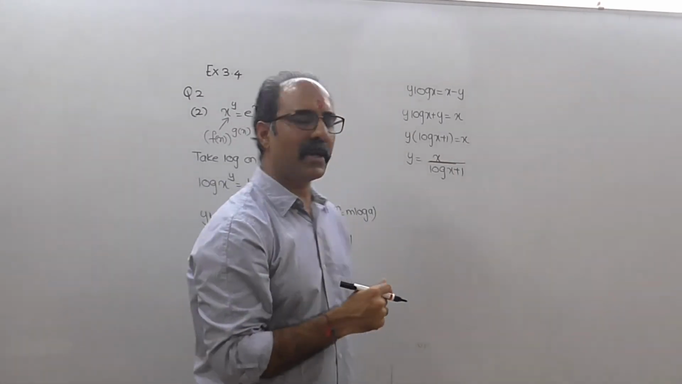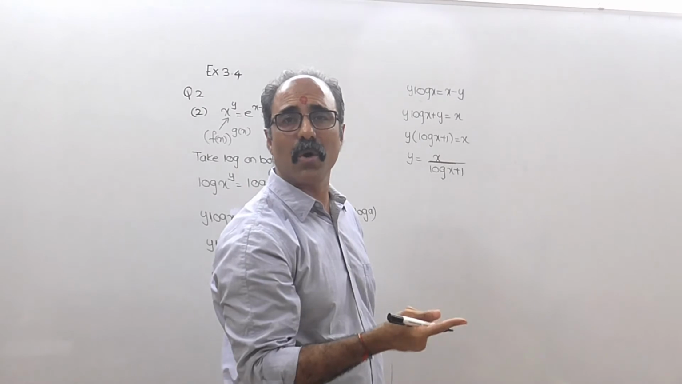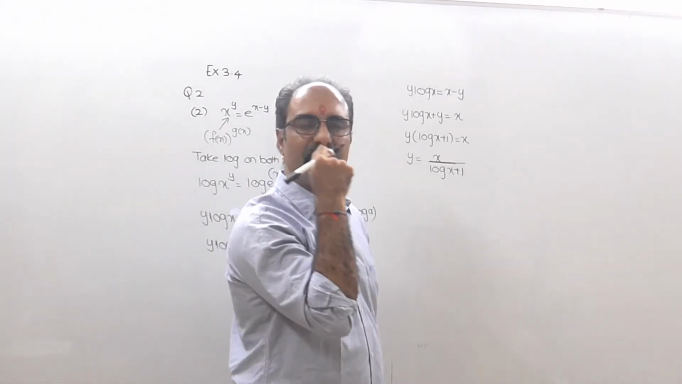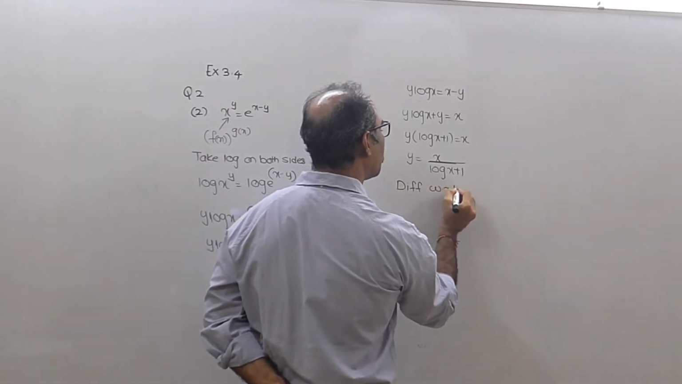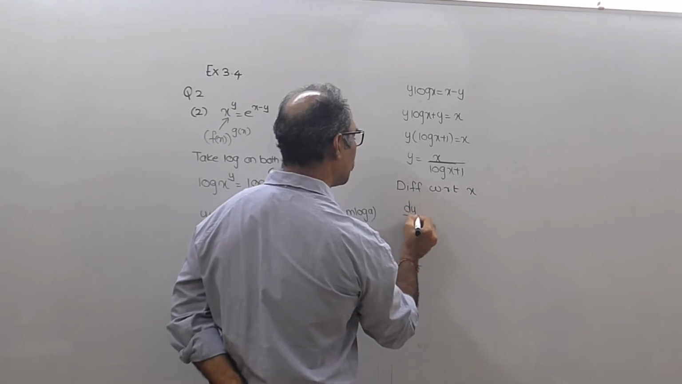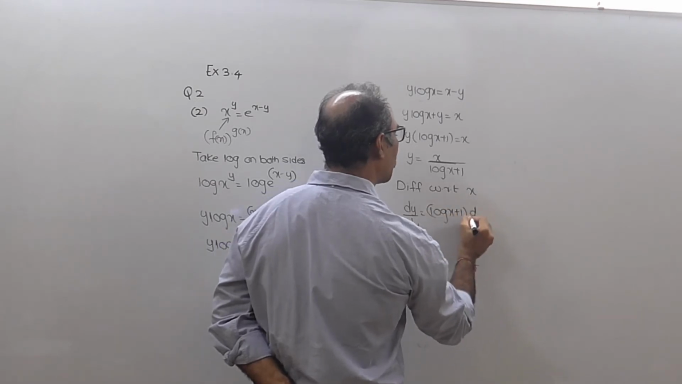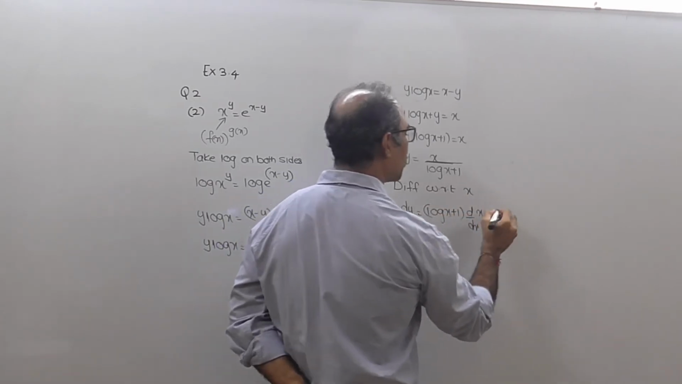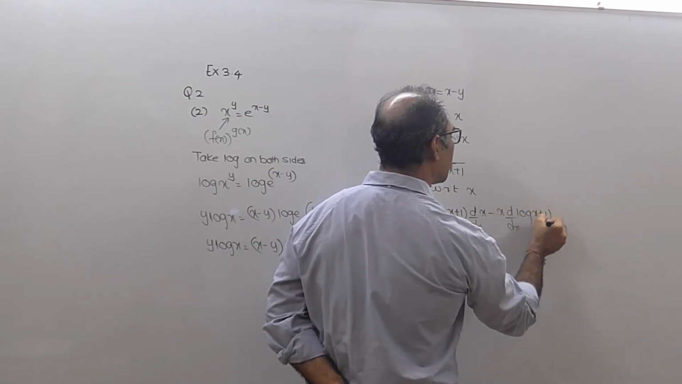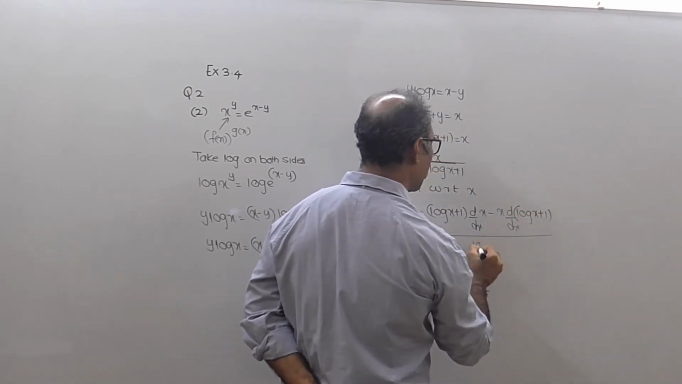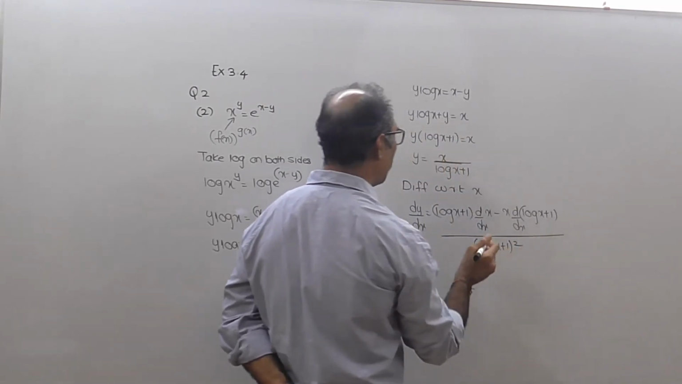See, what I have done is, this is an implicit function, but I have converted that implicit function into a normal explicit function, meaning the sum will start with y equal to. Now I think you can differentiate with respect to x. dy by dx equal to log of x plus 1. Use u by v: d by dx of x minus x d by dx of log of x plus 1, the whole upon log of x plus 1 the whole square.